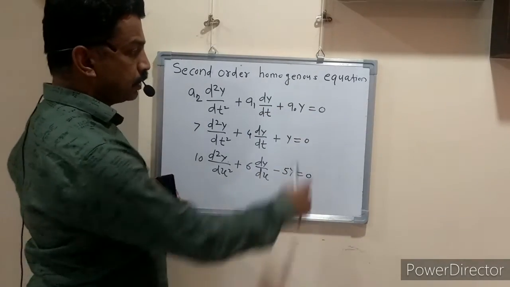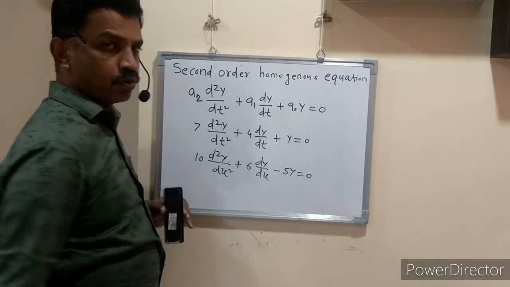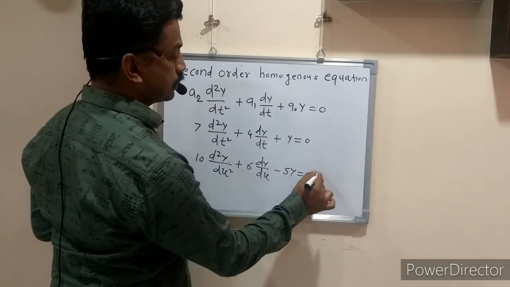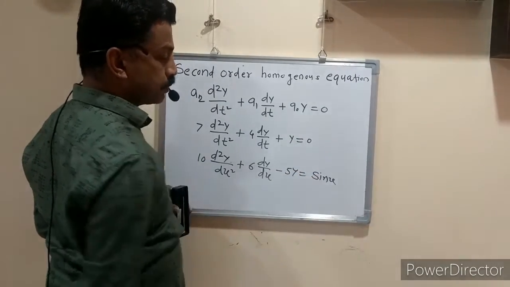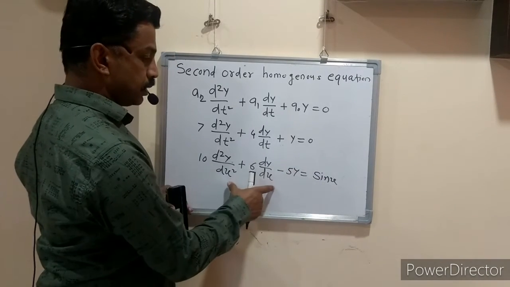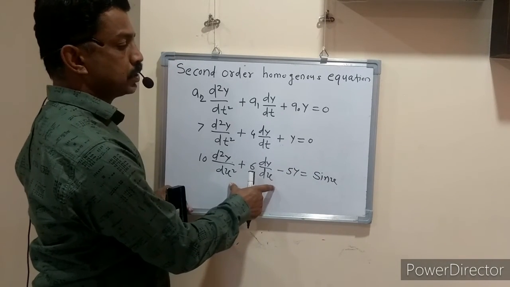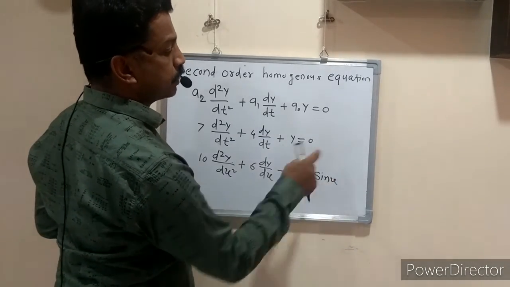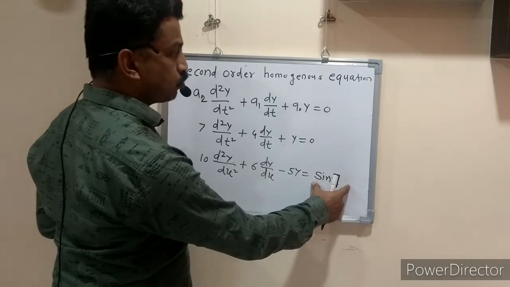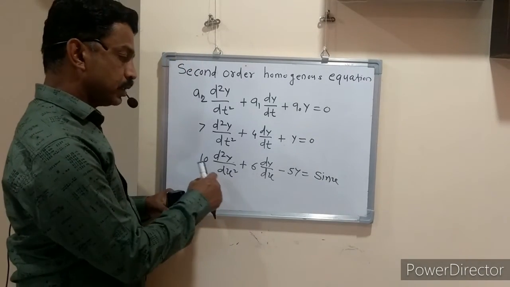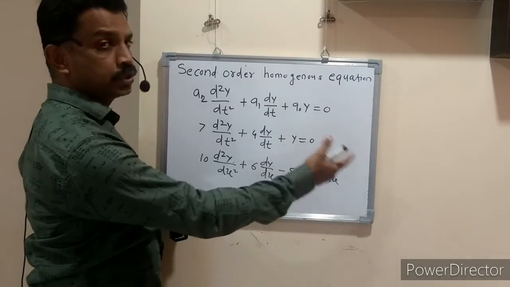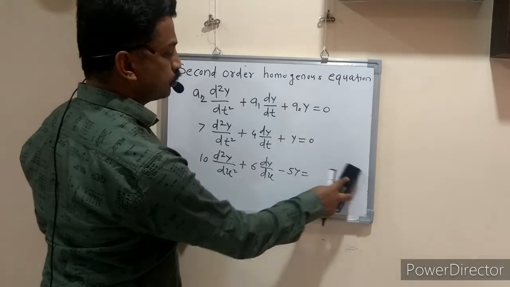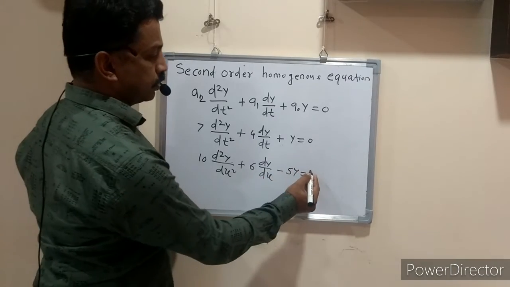Keep in mind that here on the right side there is 0. If instead of 0 there is a term like sin x, then this equation is not homogeneous, it is non-homogeneous. Why? Because here the dependent term y is not present. If the dependent term y is not present, then such type of equation is known as a second order non-homogeneous differential equation. It is not in our syllabus, but you should know it.